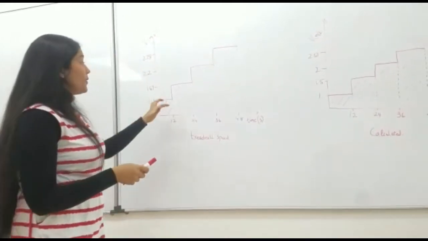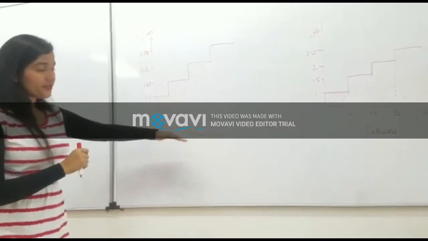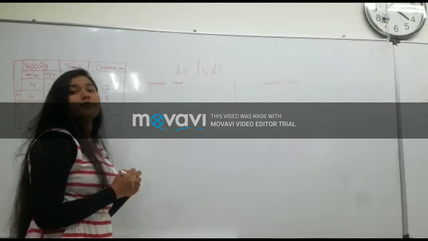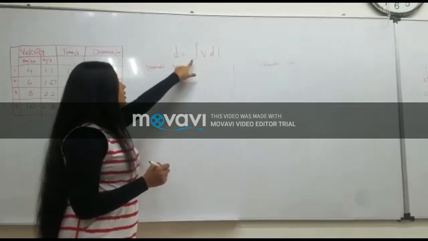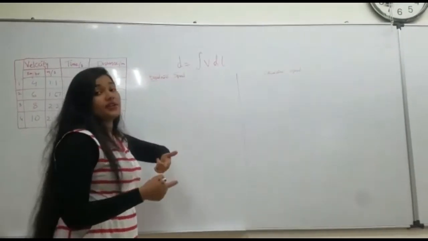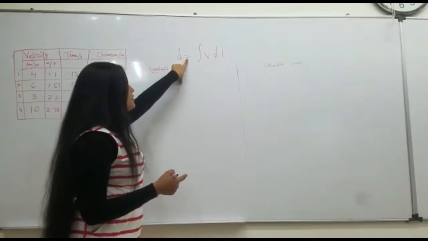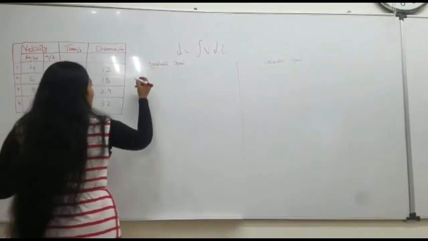Now we will integrate these graphs to calculate the distance from the treadmill speed and from the calculated speed. By integrating velocity with respect to dt, we will get the distance. So the equation for the integration will be distance is equal to the integral of velocity dt. And now the calculation will be done.